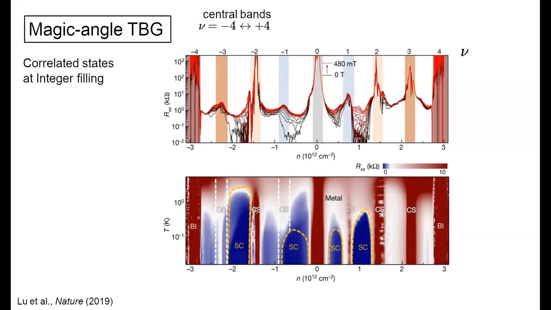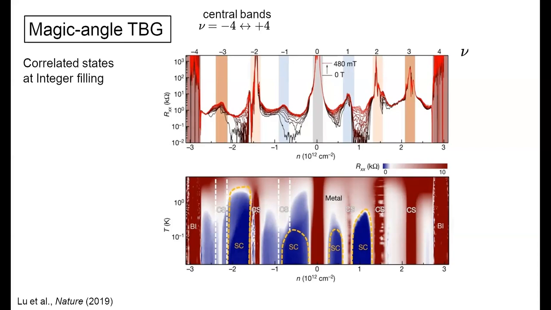Anyway, this is actually data from a different sample, from a different group, but this is just to show that all the integer fillings have obvious correlation physics occurring at filling 3, 2, 1, 0, -1, -2. The resistance is here, and the temperature pictures are down here.